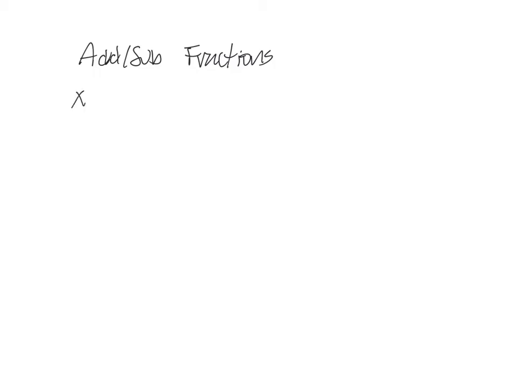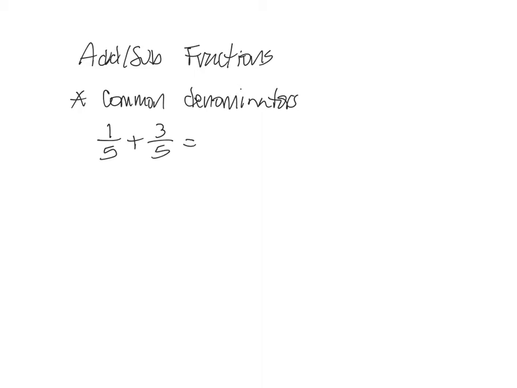and we have to have common denominators. Which again, a lot of you know. So a simple problem could just be 1/5 plus 3/5. And you're going to add the numerators, or the top number, and the denominator stays the same.